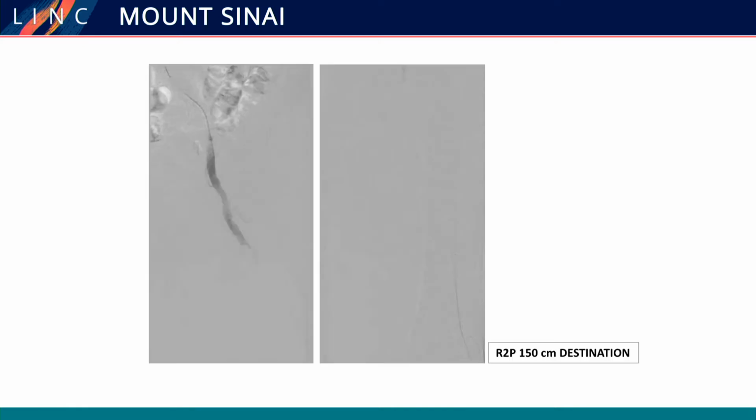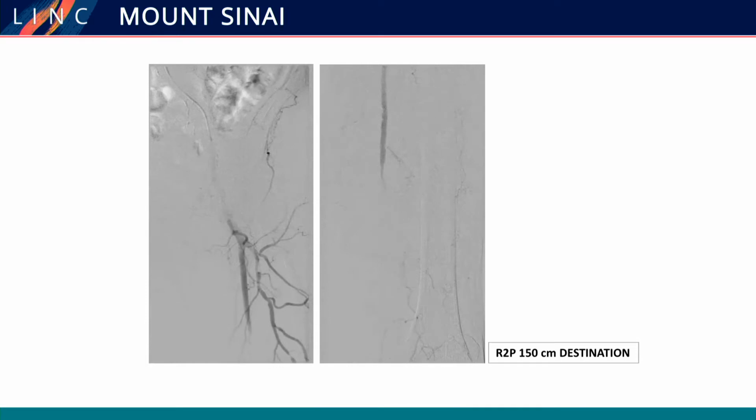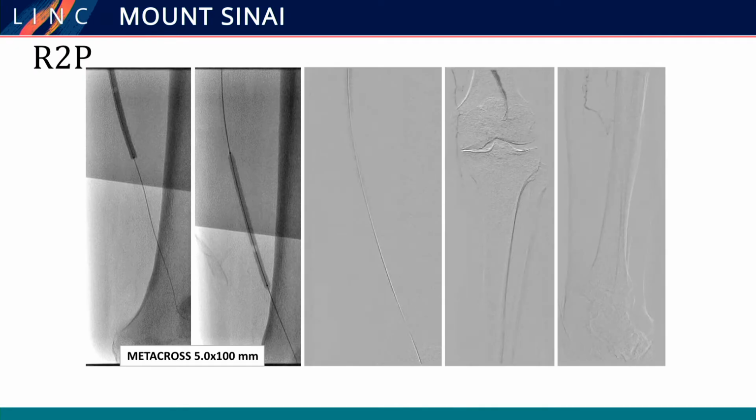So this is a radial approach using some of the Terumo long sheaths. In this situation, we came down and you can see that the iliac system looks good. The proximal SFA looks good. So we placed the Terumo 150 centimeter destination sheath in from the radial approach all the way to the proximal SFA. We then started working through some of the longer length devices.